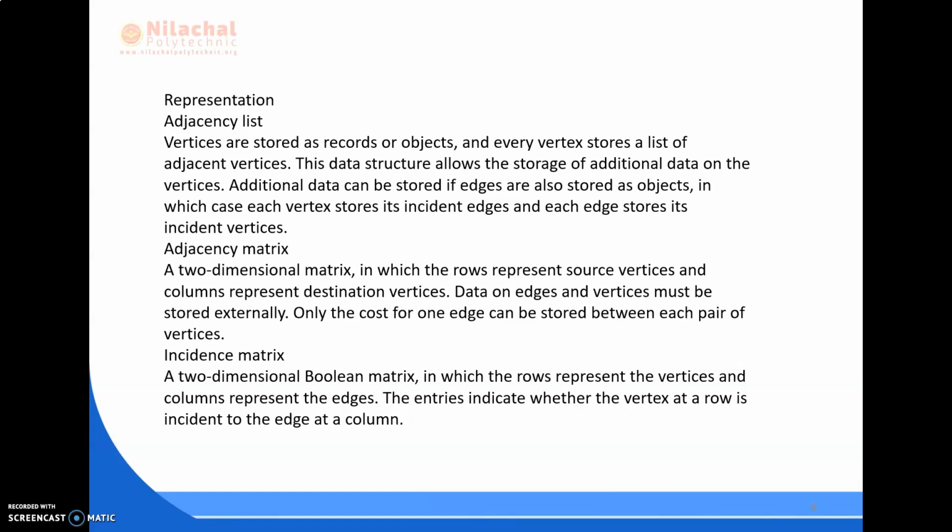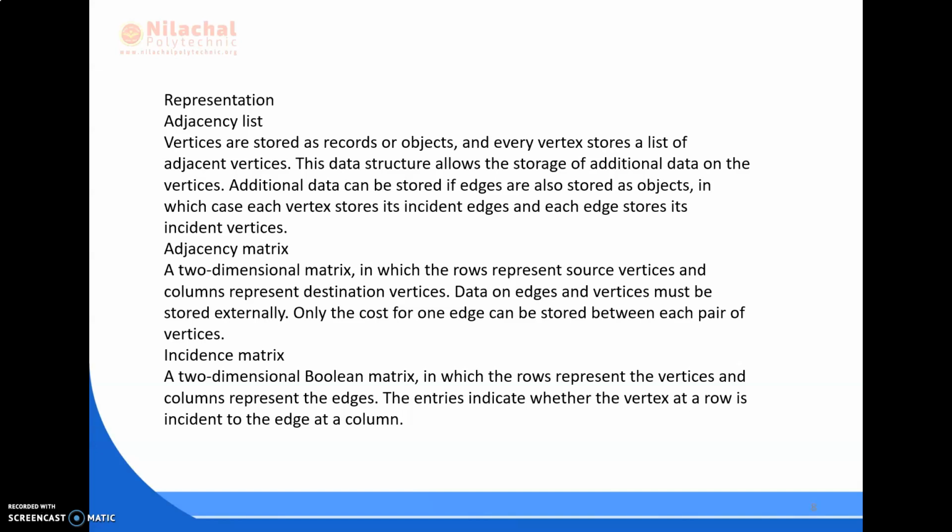Next, we have the adjacency matrix, a two-dimensional matrix in which the rows represent source vertices and the columns represent destination vertices. The data on edges and vertices must be stored externally. Only the cost of one edge can be stored between each pair of vertices.